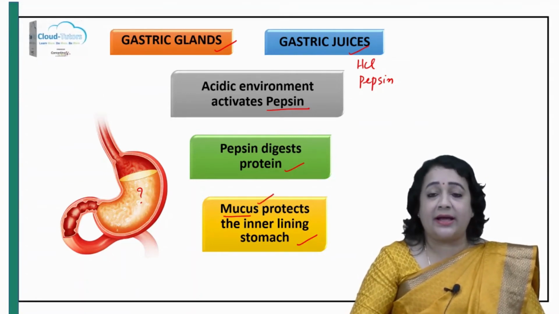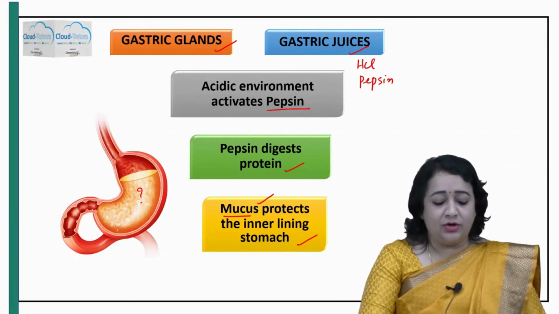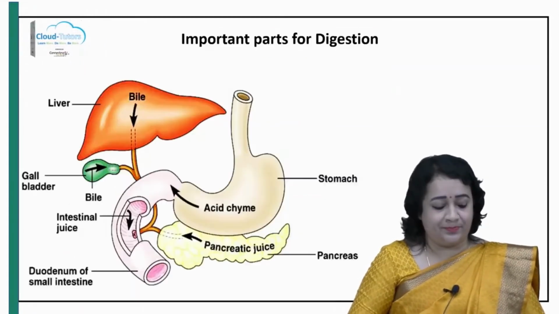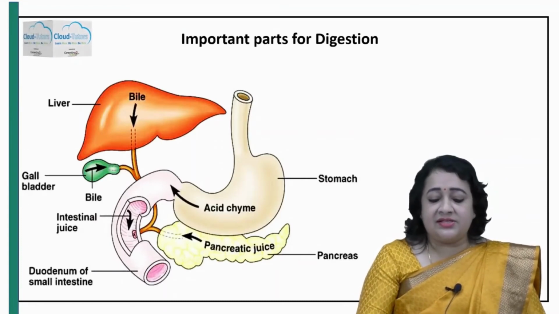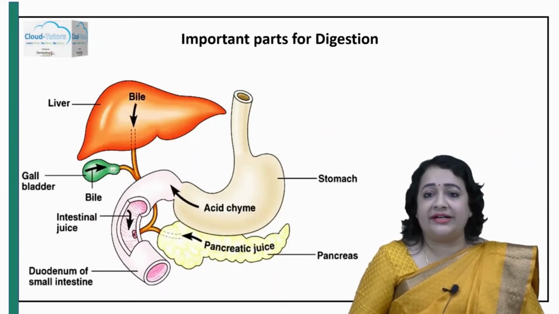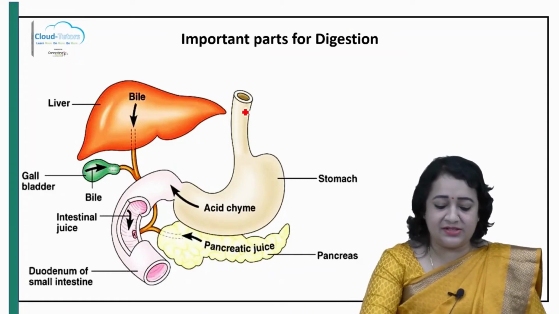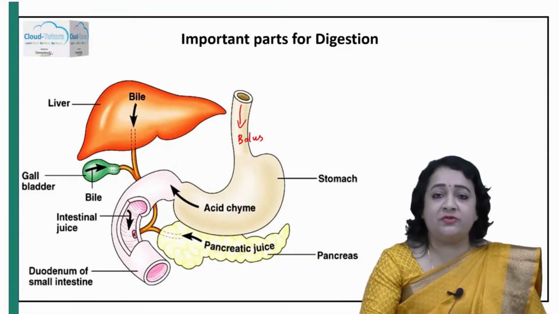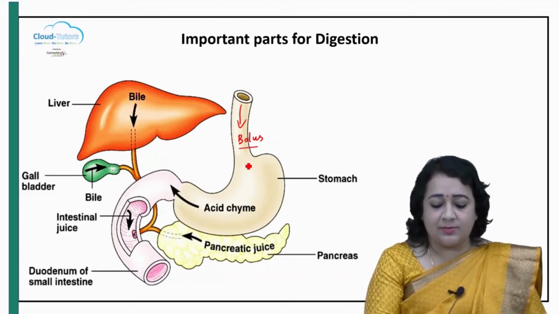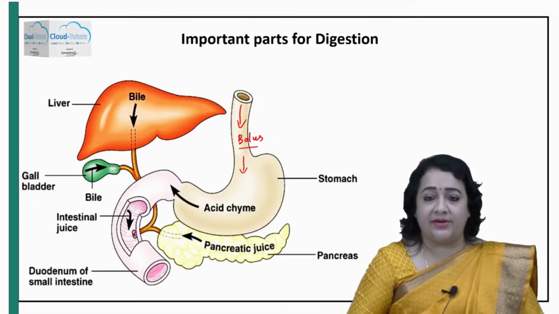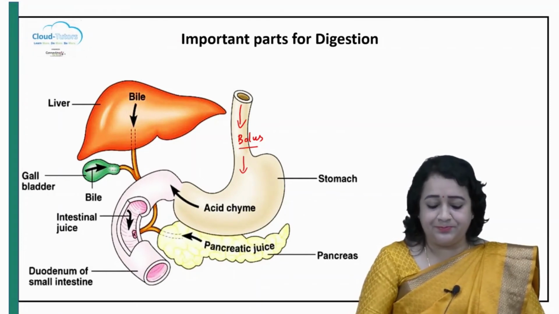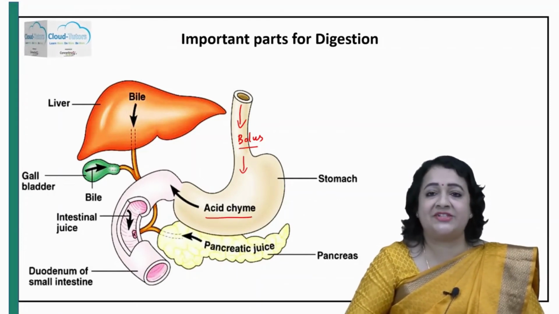So this is what happens in the stomach. Altogether, the acid chyme is produced. These are the important parts for digestion of food. Once the food bolus, the chewed food, which is called bolus, enters the stomach, what will happen? It reacts with the hydrochloric acid and pepsin, forming acid chyme.